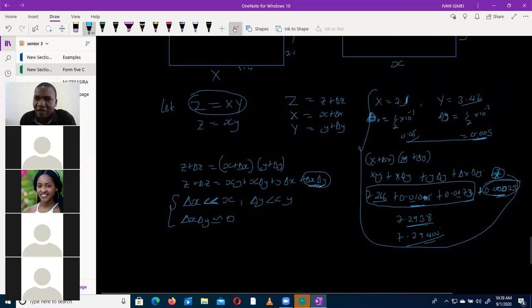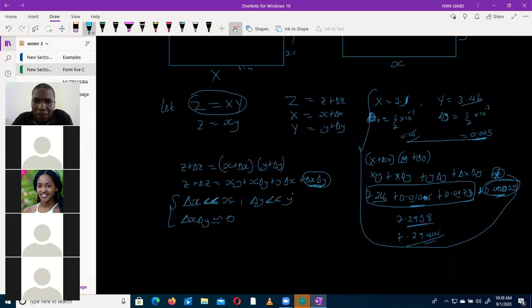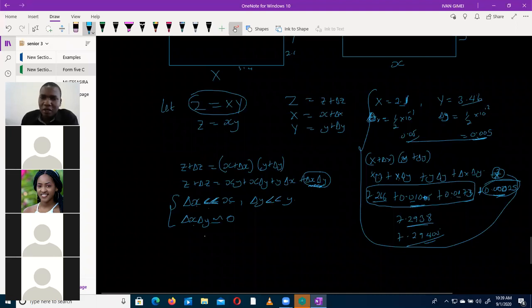The product of small values is very small. You say the error in X is far way less than X. We use the double less than. Even the error in Y is far way less than Y. So as a result, the product of the two is almost equal to 0, approximately 0. I don't know whether you've understood this, because it's an important step in this derivation. Have you understood that step? Dennis? Yes. Okay, all right, so let's now proceed.